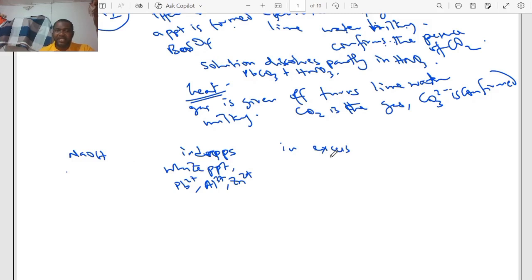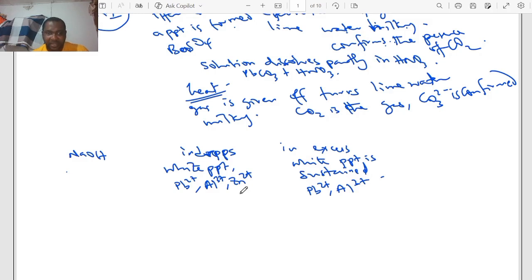Then if you add it in excess, the white precipitate is sustained. That means it does not dissolve. Sustained means that you are suspecting either a lead ion or aluminum ion and not zinc. If it is zinc, zinc will dissolve in excess, but the others do not dissolve in excess. That is very, very important, okay?